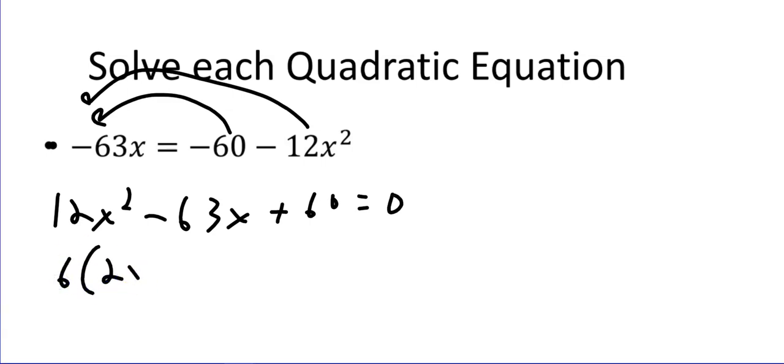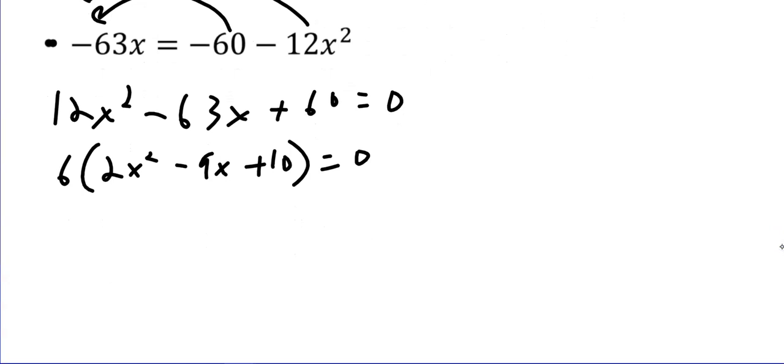6 goes into 12 2 times. 6 goes into 63 9 times. And 6 goes into 60 10 times. And the way I know I got the biggest number is there's no number that goes into 2, 9, and 10. So that's it.